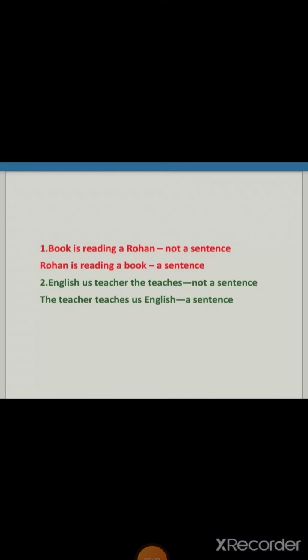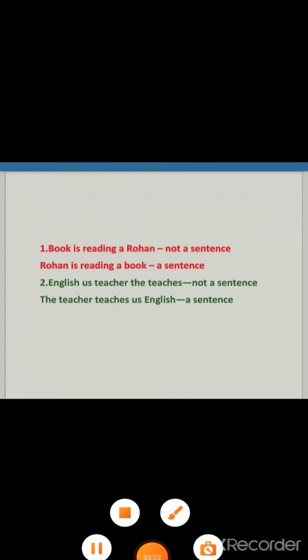For example, look at these words. Number 1. If I tell you book is reading Rohan, is this a sentence? Does it make any sense to you? I think it's not. So you cannot call it a sentence. So what is a sentence? If I rearrange these words and reconstruct them into a meaningful sentence, then how will I write? Rohan is reading a book. This is a sentence.